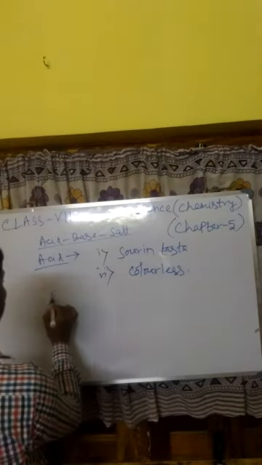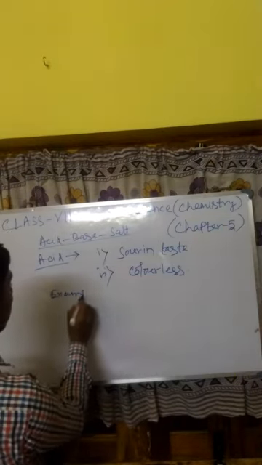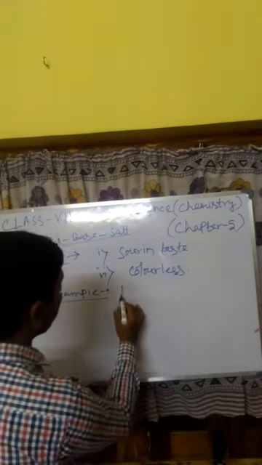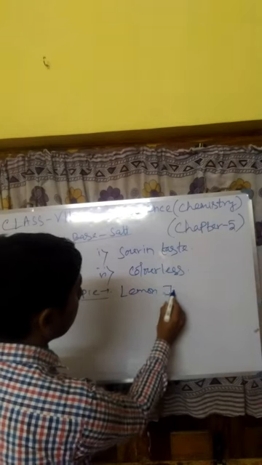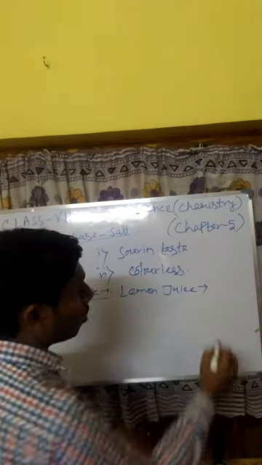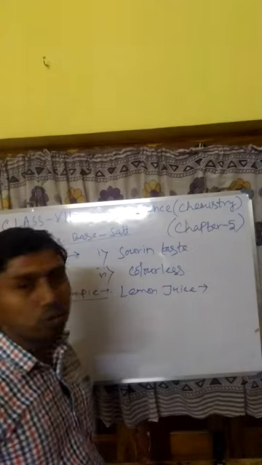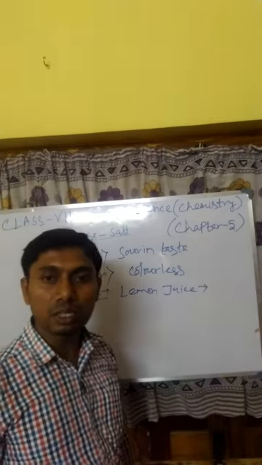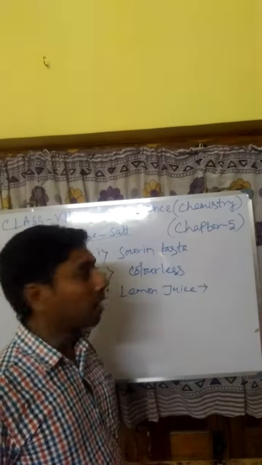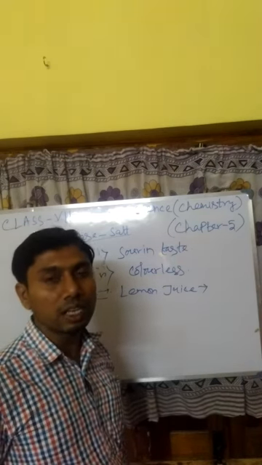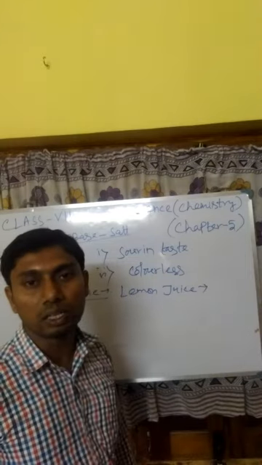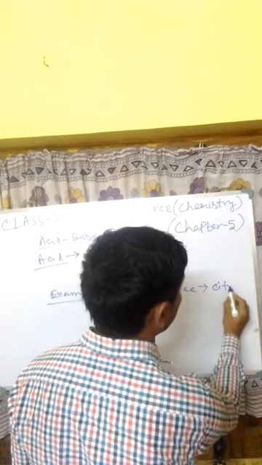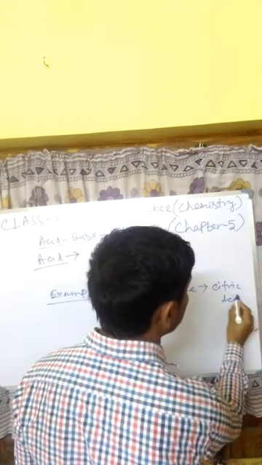Now for example, take lemon juice. All of us know that lemon juice is sour in taste. So from the basic idea, we can tell that it is due to the presence of some acid, and we have to know which acid is responsible for the sour taste. Here it is citric acid.